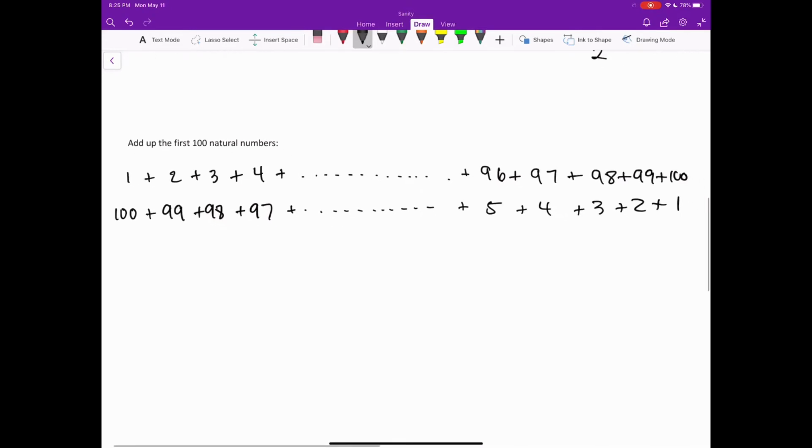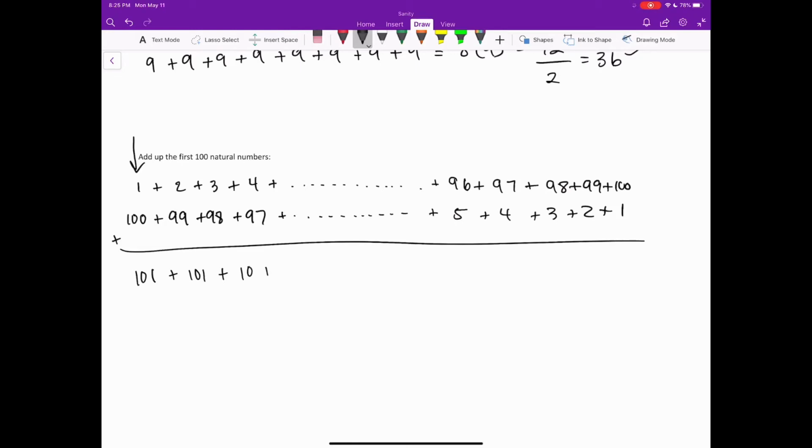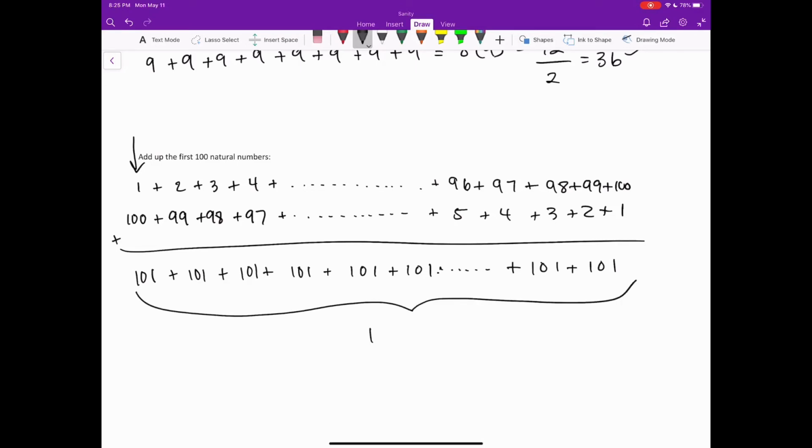Okay, and you recognize that all of these pairs, if you wrote them like this, all of these pairs add up to the same number. Same thing like what we did before. So 1 plus 100 is 101. 2 plus 99 is 101. 3 plus 98 is 101. You're adding up a whole bunch of 101s, right? Dot, dot, dot, plus another 101 at the end. Essentially what you got here is you have 100 groups of 101.